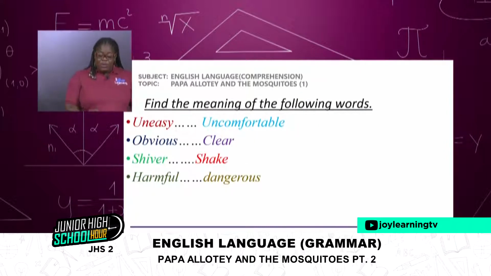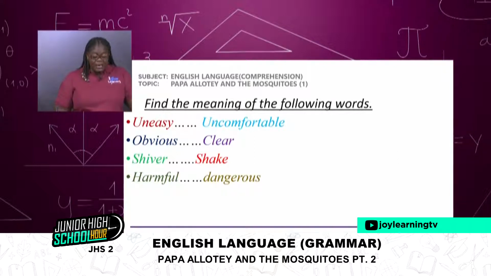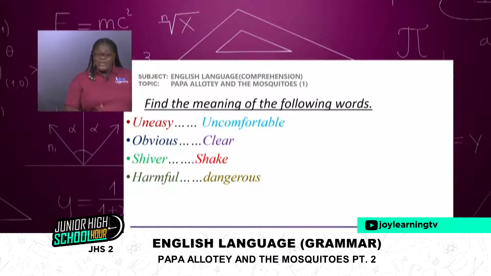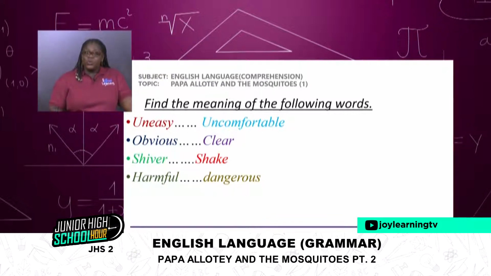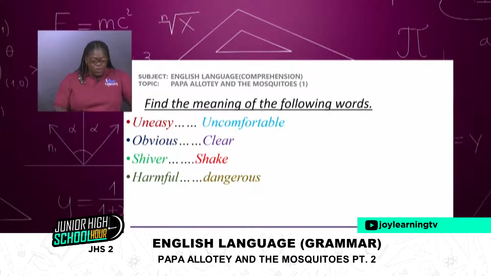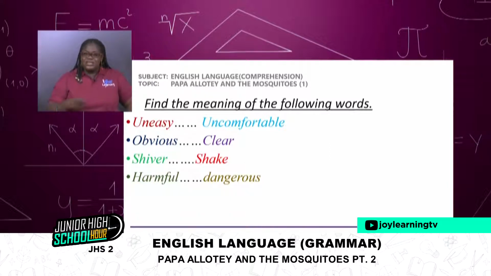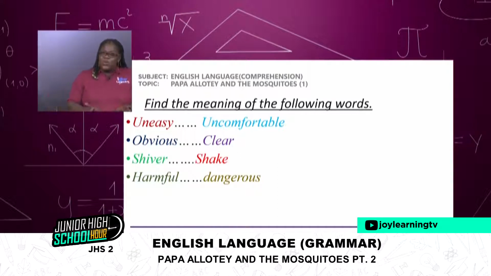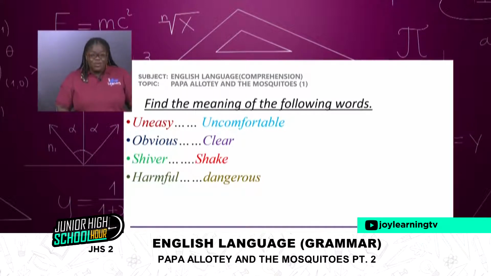These we found in the passage. So we have uneasy. You remember, Papalo felt uneasy. So another word for uneasy was uncomfortable. I chose uncomfortable. Then we also realized that obvious. It was obvious that he didn't know he even had malaria. So another word that I could replace obvious with was clear. We will still go back to the passage again before I end the lesson. So just take note of these. Write them down very, very fast.